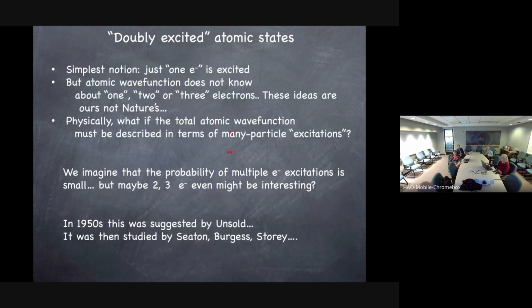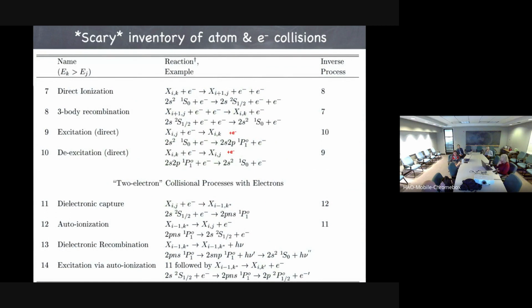So Unsöld suggested that, and then there were these people at University College London again, Mike Seaton and Alan Burgess, who did his thesis with Seaton, I think in London, and came up with a theory for this. Again, the simple effects I've talked about are given above, with 1 electron excited, but now we have 2 electrons being excited here. So I'm just documenting this so you can see it.